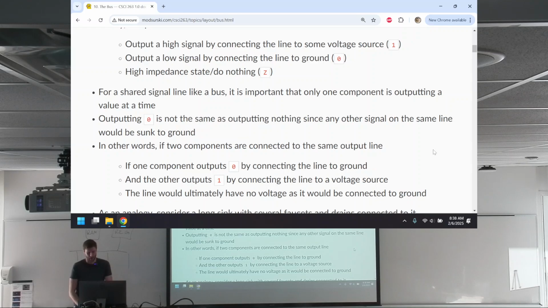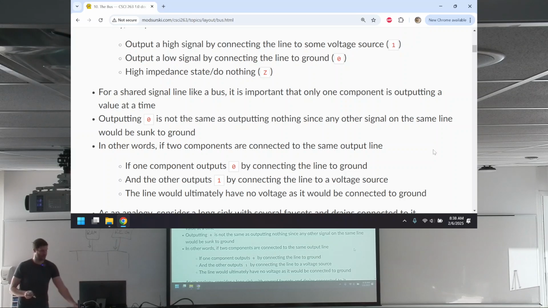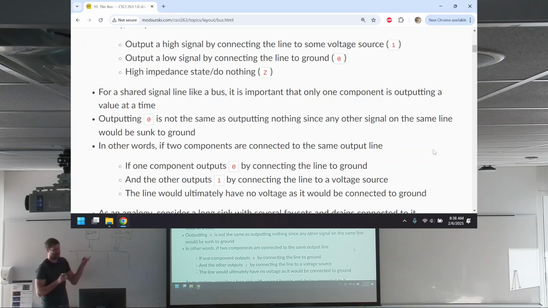For a shared signal line like a bus, this is extremely important, because if this is outputting data and this is outputting data, we've got a problem. Can you see that? If this is outputting data and this is outputting data, we've got a problem. Only one thing should be writing to the bus at any given time.